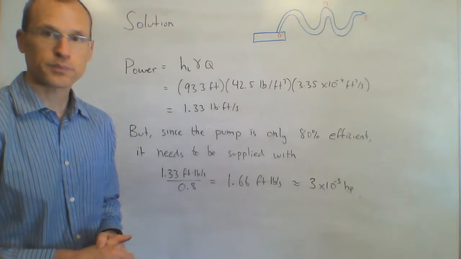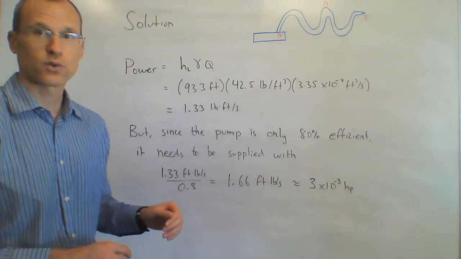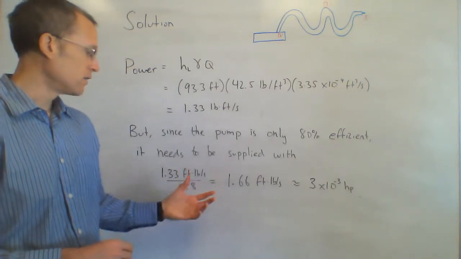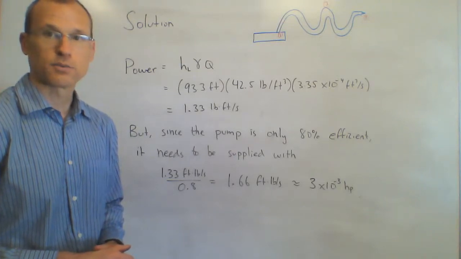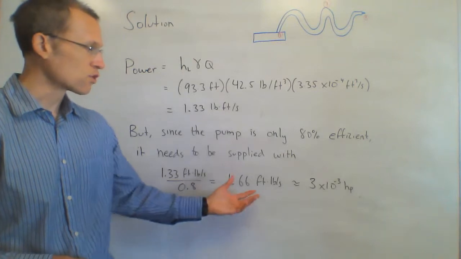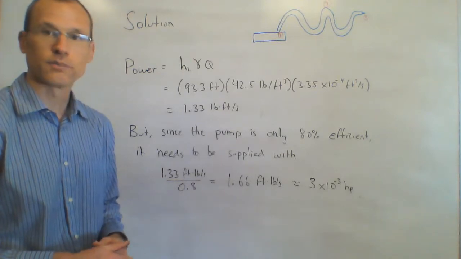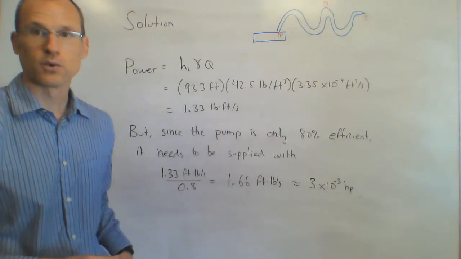Now, of course, my pump is only 80% efficient, so to actually get the power that we require to give it, you need to divide that by 0.8. So 1.66 foot-pounds per second is what power we actually need to give to the pump. In terms of horsepower, that's roughly 3 times 10 to the negative third horsepower. So that's what we need for our pump to get fuel to the carburetor.